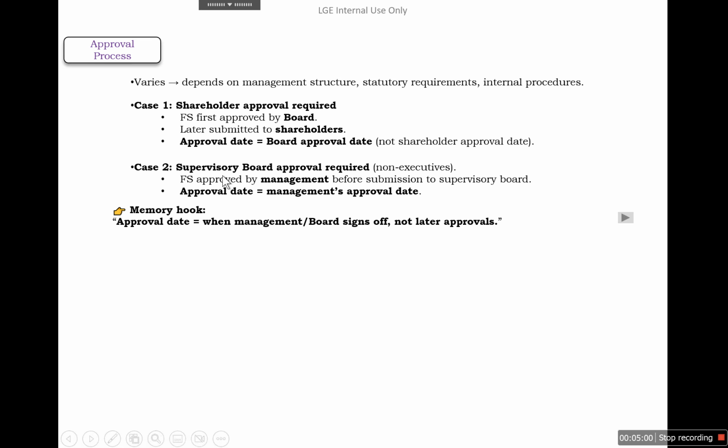The second case is where a supervisory board approval is required. Those members are non-executive, so the financial statements are approved first by the management before submitting to the supervisory board. Here the approval date is the management's approval date. The memory hook here is that the approval date is when management or the board signs off the statements, not later approvals. So let's discuss some examples about it.